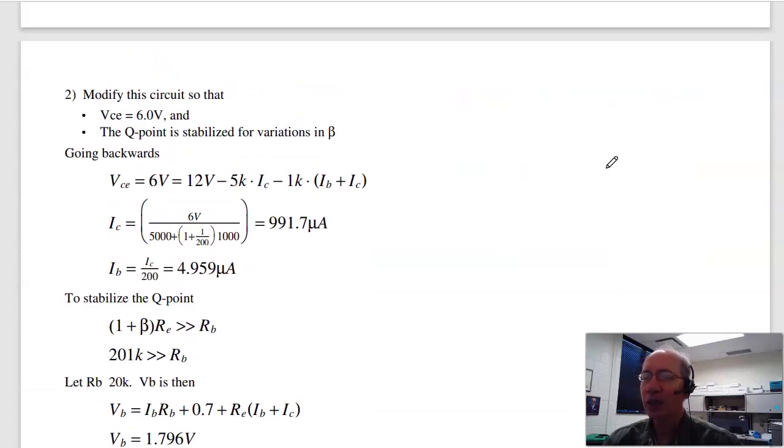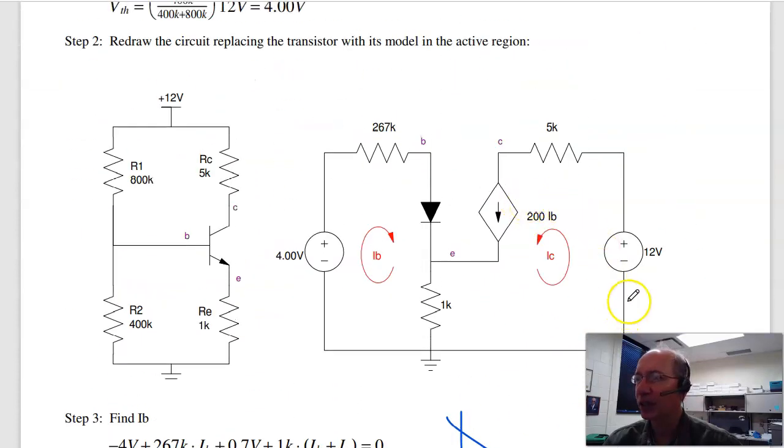Change R1 and R2 so that you are operating in the middle and you stabilize the Q point. So kind of going backwards. I know VCE should be 6 volts. That lets me find IC. If this is 6 volts, then the remaining 6 volts goes across the 5K and 1K.